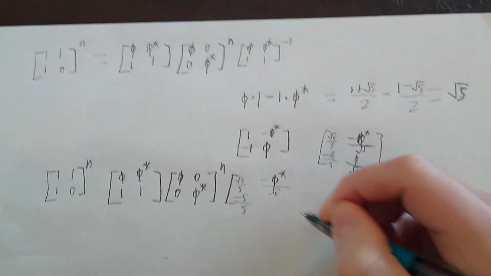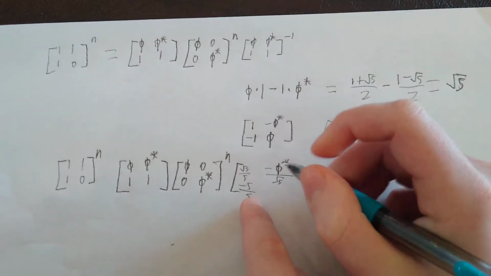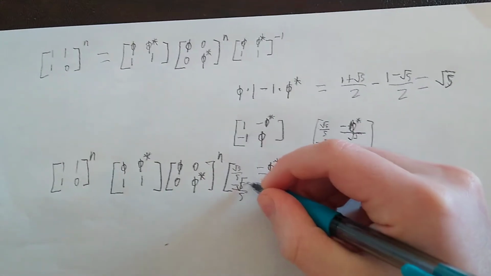Also, just so you know, you said square root of 5 over 5, but you only wrote negative 5 over 5. Oh, thank you.